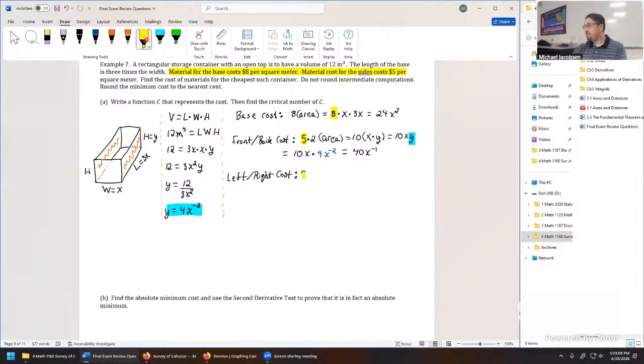So we take 5, but as our sketch indicates, there are 2 panels, so we have to multiply by times 2 again, times the area. So similarly done on this one. This is going to be 10 times. Now we need the area. The area is the length times the height. So that's just going to be 3x times y.